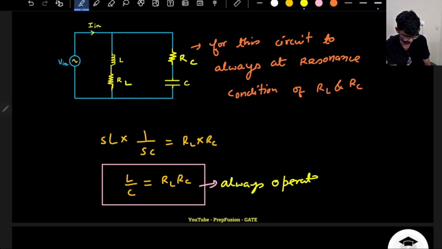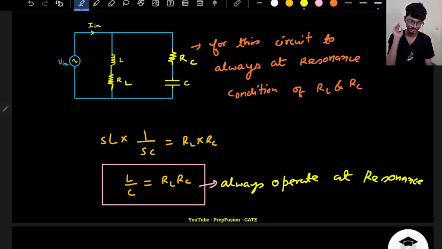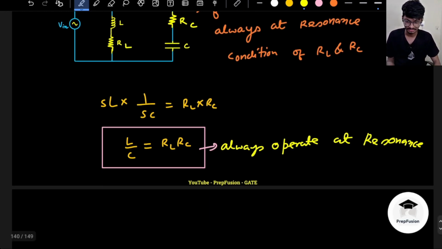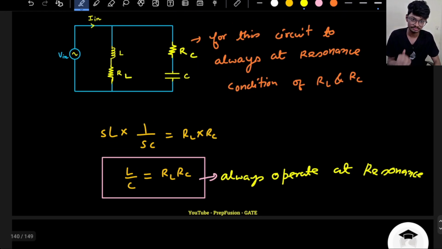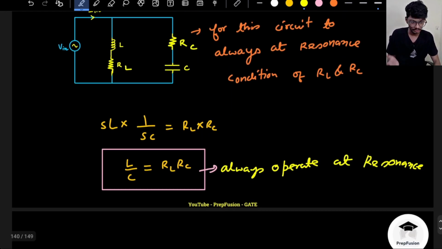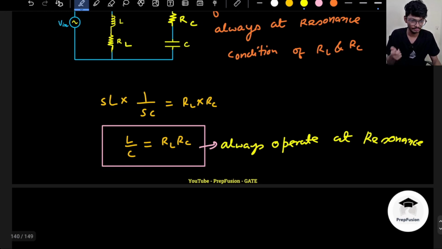operate at resonance. And trust me, no other educator in this GATE field will very rarely take this kind of question, and I have intuitively tried to explain as well. Currently I don't have the proof, I have to figure out the proof, but a few things you can keep in mind, intuition you can keep in mind. So this will always work.